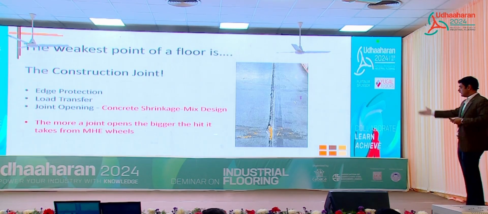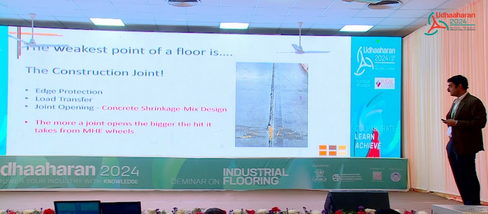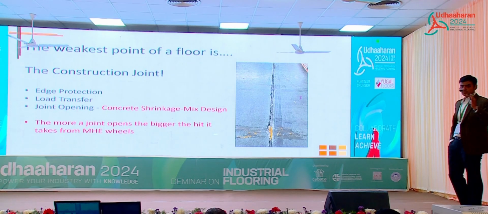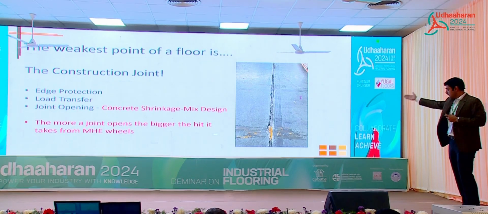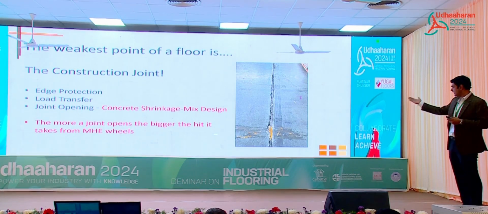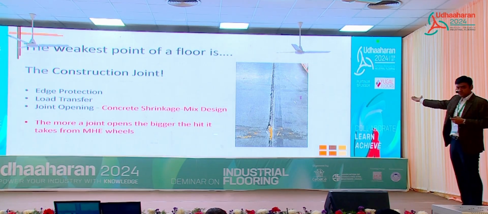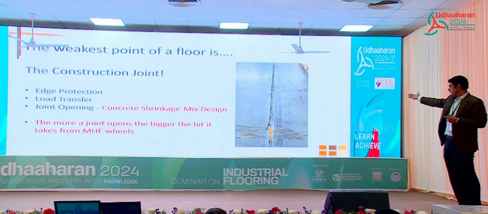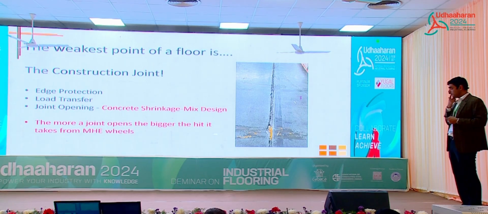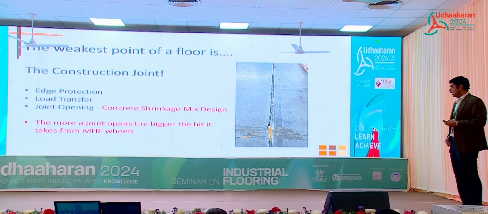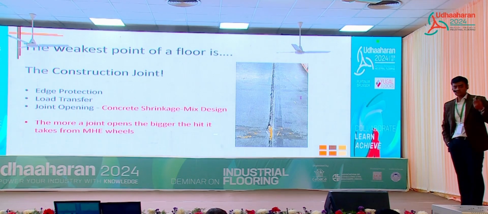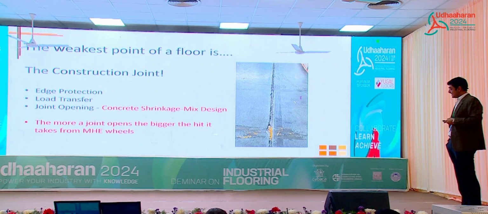So this is a construction joint. You can see the condition, very commonly seen at sites. What are the three key elements of a construction joint? Edge protection. You know, edges are completely broken. Load transfer. I think this is done fairly well with load transfer because there must be some sort of dowels. And joint opening. The more shrinkage in the concrete, the more the joint is going to open, the more it is going to get damaged. So you can control this at your concrete mix design stage.